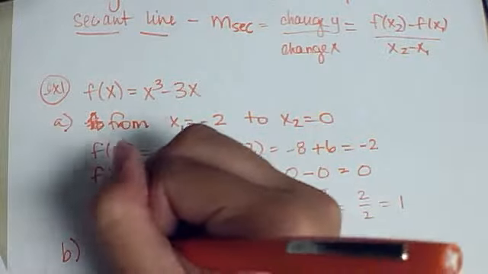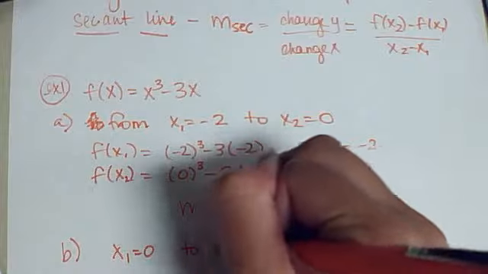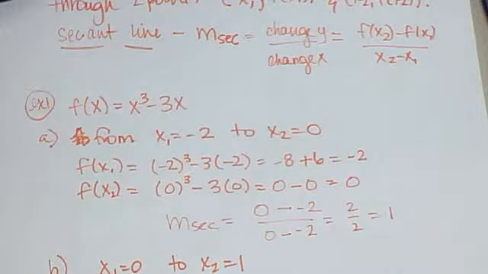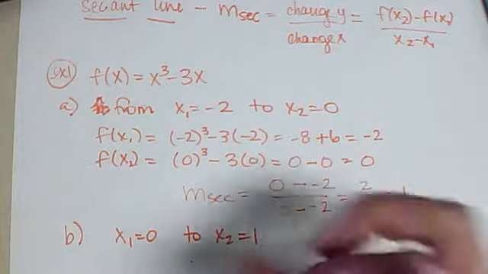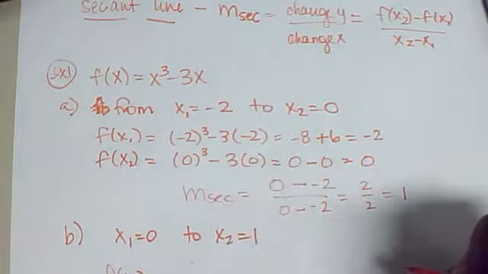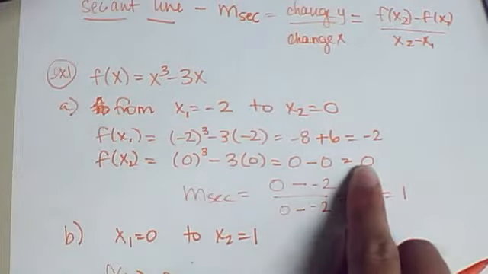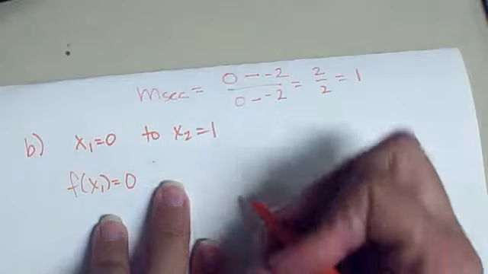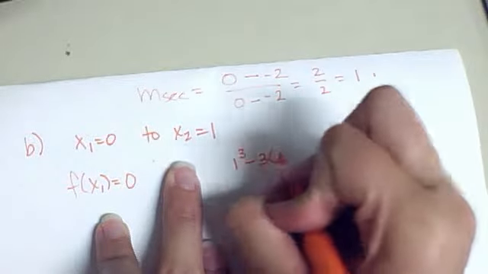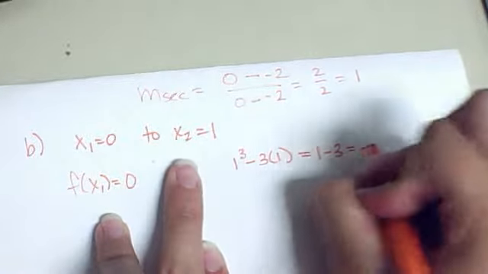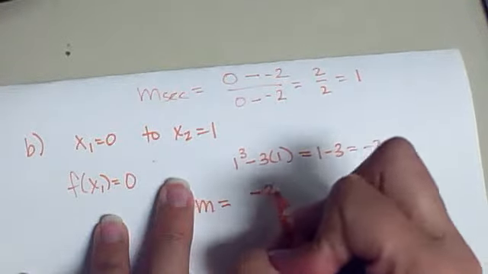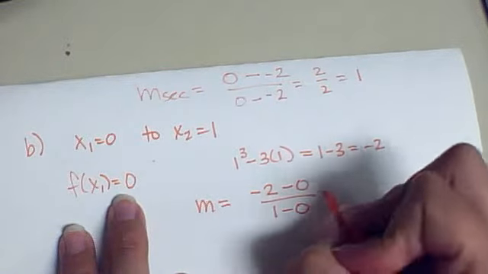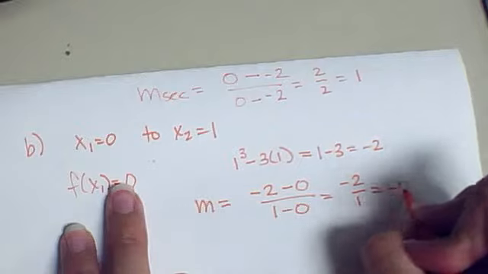Part B, let's do the same thing when x1 is 0 and when x2 is 1. Now, the only difference here, guys, I've already solved for f of x1 when it was f of x2. So f of x1, or f of x at 0, is 0. We figured that out up here. I'm not going to redo that, just for the sake of time and space. If I'm looking for 1, I'm going to plug in 1 to the third minus 3 times 1, which is 1 minus 3, or negative 2. Now I'm going to go ahead and find my slope. So, negative 2 minus 0 over 1 minus 0 is negative 2 over 1, or negative 2.